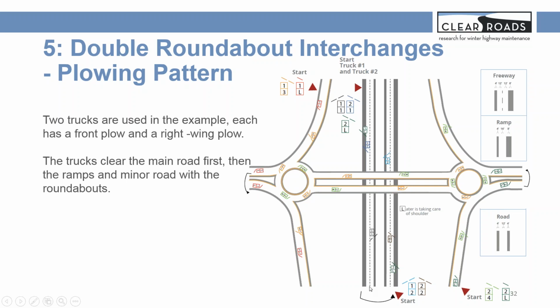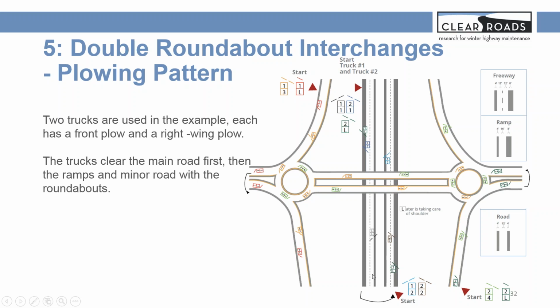So the pattern will be the 2 tracks, track 1, track 2. Track 1 uses the front and the left one, clears the left lane and pushes snow to left. And track number 2 uses the front and the right one, pushes snow to right. So they go through and turn around to clear the other direction.